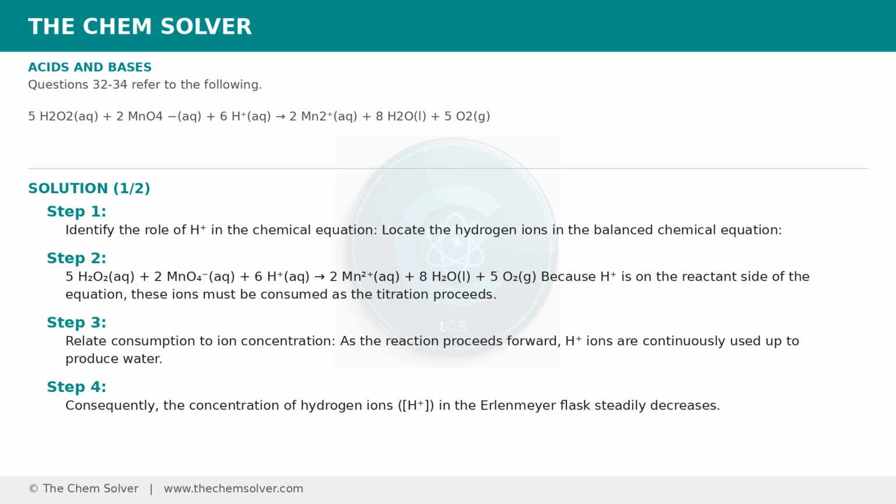Relate consumption to ion concentration. As the reaction proceeds forward, H+ ions are continuously used up to produce water. Consequently, the concentration of hydrogen ions, H+, in the Erlenmeyer flask steadily decreases.